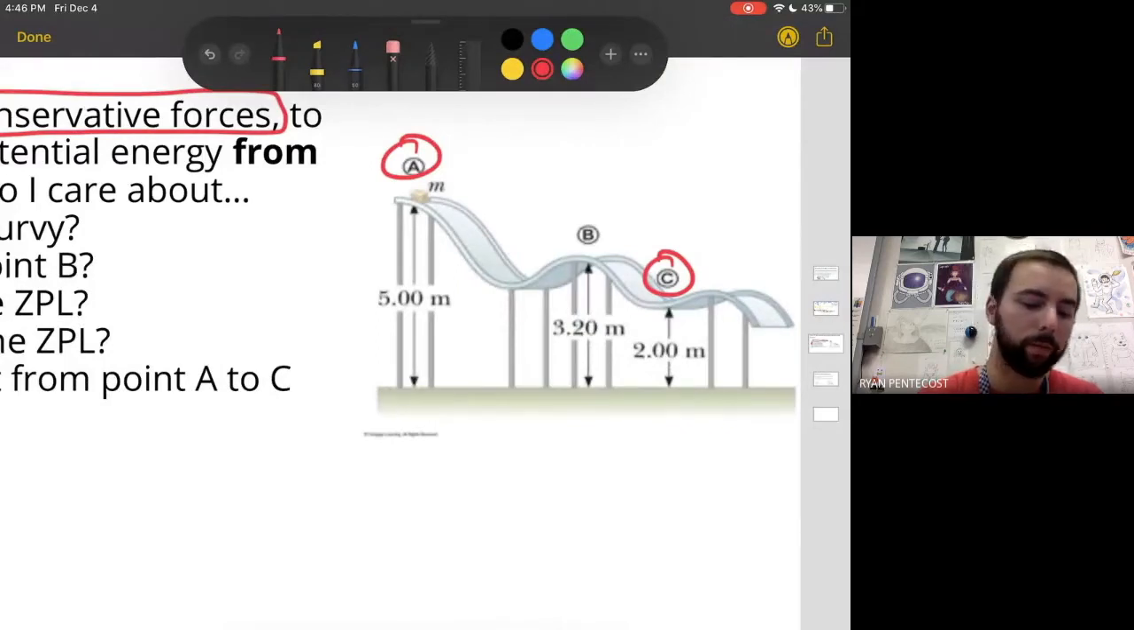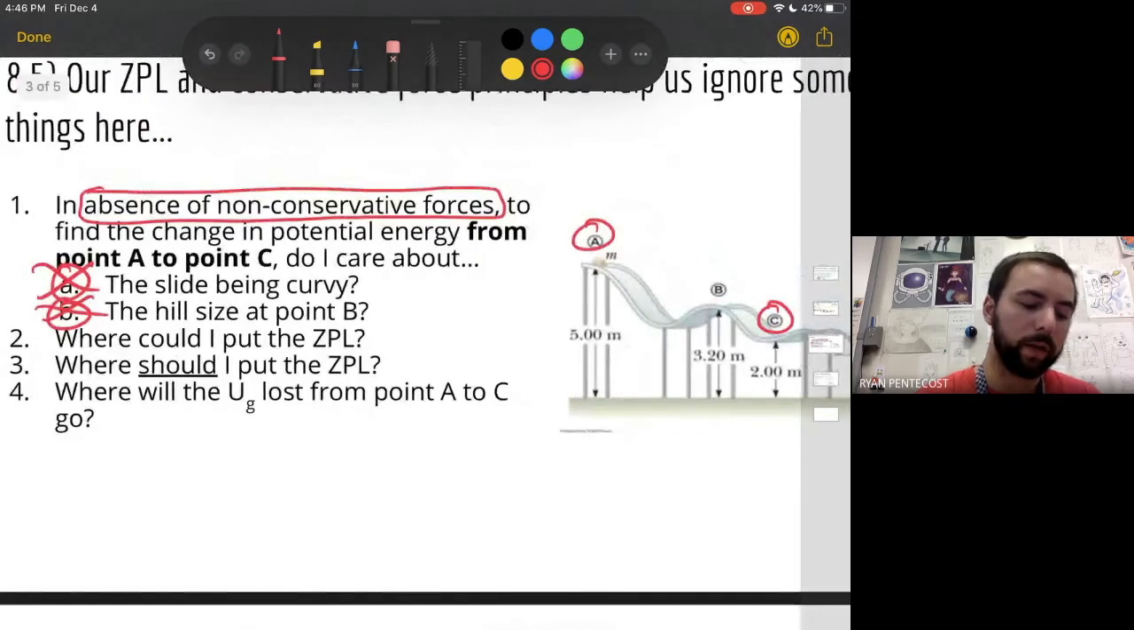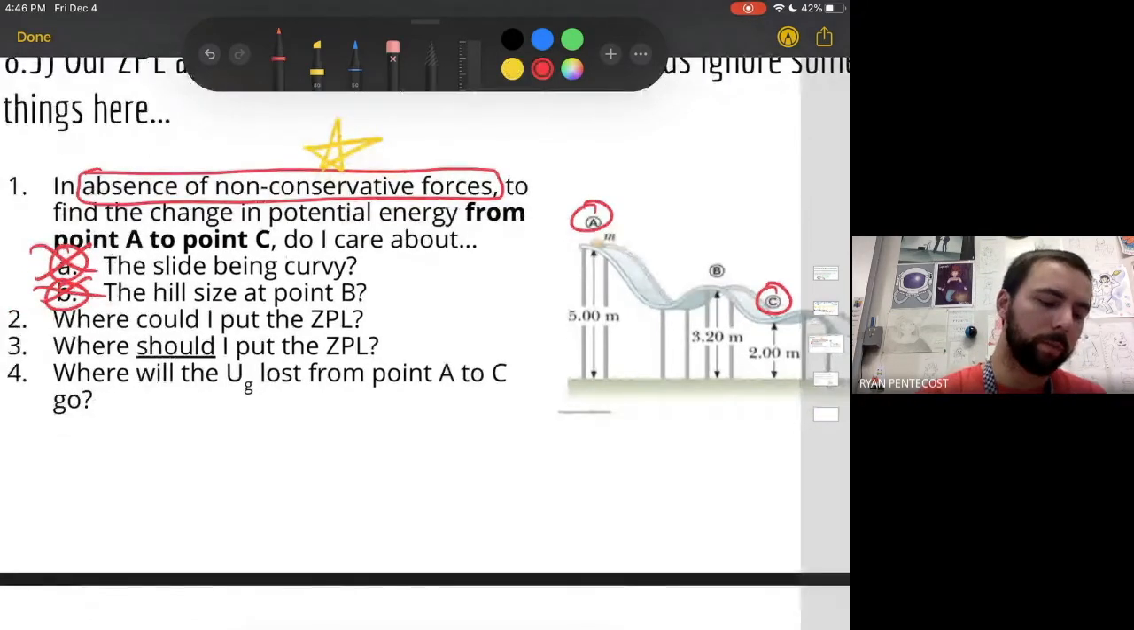That 3.2, it can be 3.3, 3.4. It can be all the way up to 4.99. Doesn't matter, as long as there are no non-conservative forces, right? The key is right here: absence of non-conservative forces, then it doesn't matter. Okay. Now, part two. Where could I put the ZPL?